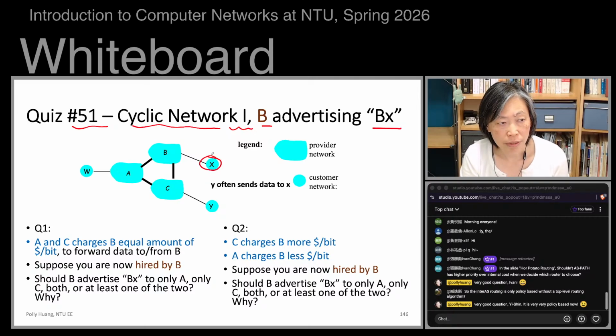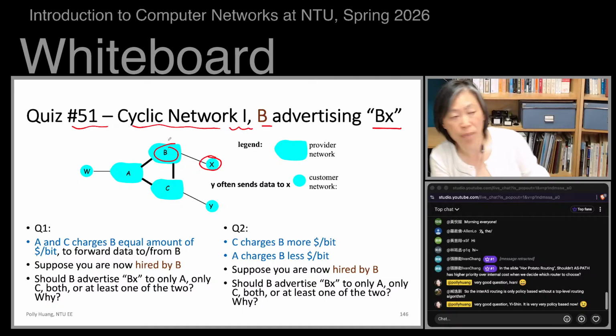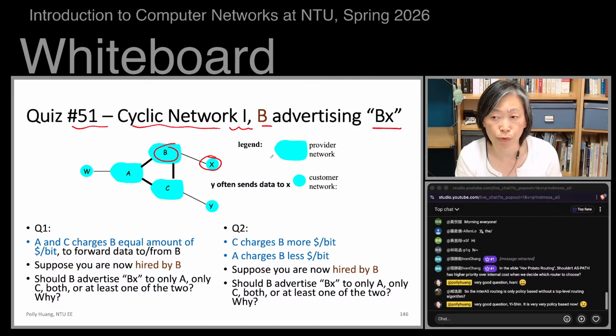So X is still the customer of B. Okay, so all the setup is the same as Q50. All right, and B has already announced BX. Okay, but to who? Right, because there are 2 ways out, or 2 ways in the meantime. Good.